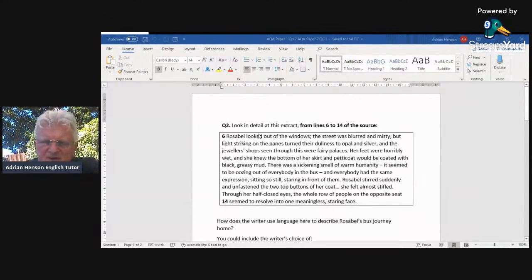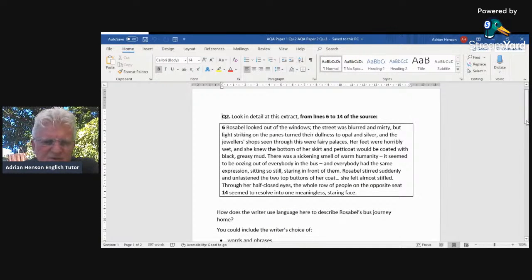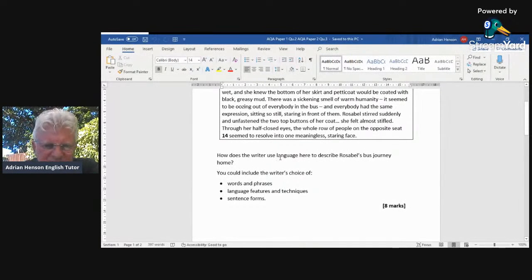So what I've got in front of you here is a June 2017 paper, and it's part of an extract. In question 2 in paper 1, you actually do get this insert, and then you get the question that follows. So you get a small number of lines. It says from lines 6 to 14 of the source, look in detail at this extract. So it's an extract within an extract. And then here is the all-important question. How does the writer use language here?